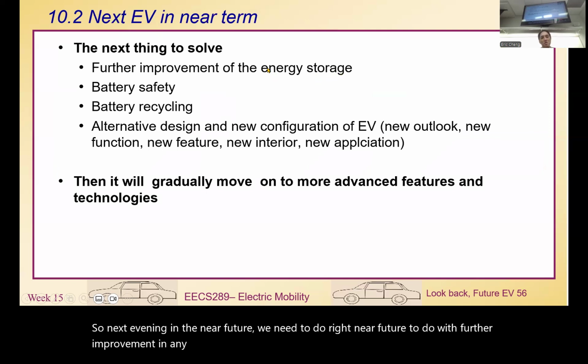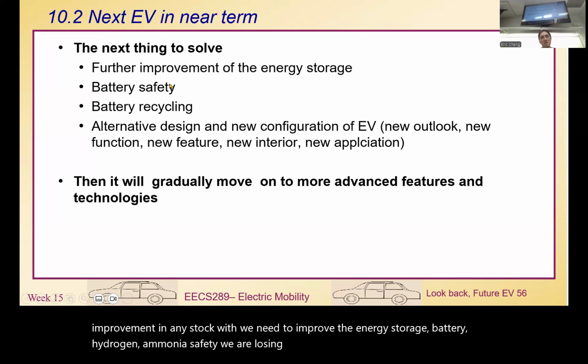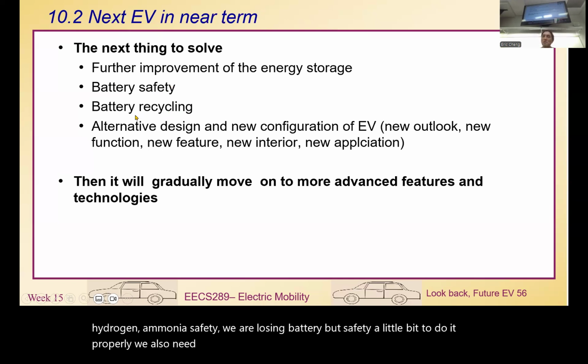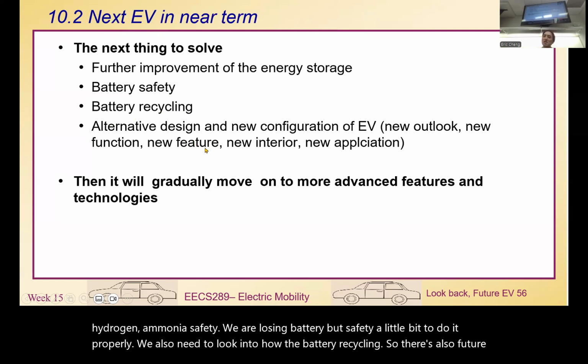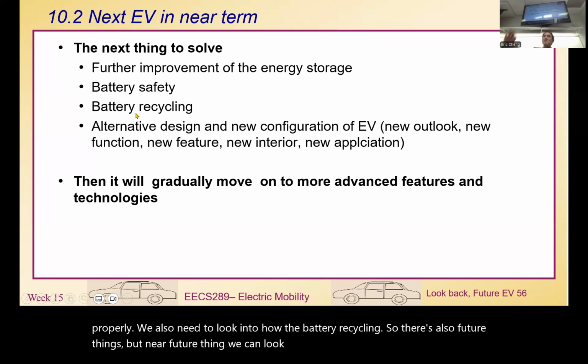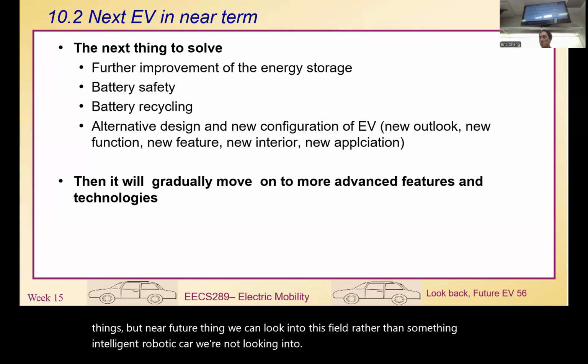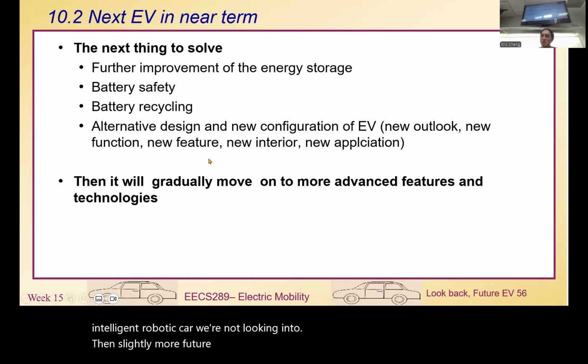We need to improve the energy storage: battery, hydrogen, ammonia. Safety: we are using battery, but safety needs to be done properly. We also need to look into battery recycling. So that's also a future thing, but for the near future, we need to look into this field, rather than an intelligent robotic car. We're not looking into that. That's slightly more future. But the near future, we need to look into that.